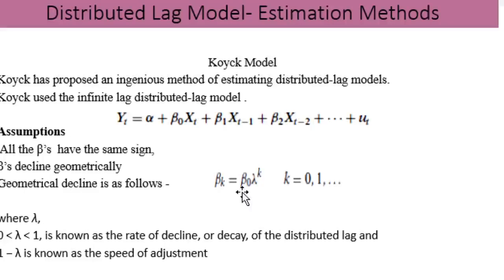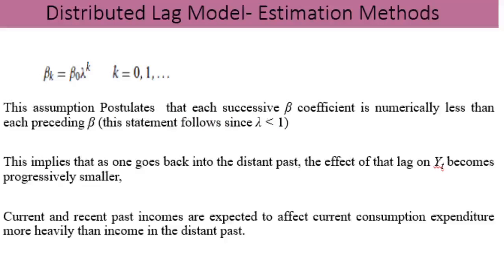Beta k equal to beta 0 lambda raised to k, where k is the lag, and lambda lies between 0 and 1 and is known as the rate of decline or decay of the distributed lag. That is, the rate of decline or decay of the distributed lag model is given by lambda, and 1 minus lambda is known as the speed of adjustment. The speed of adjustment is given by 1 minus lambda.